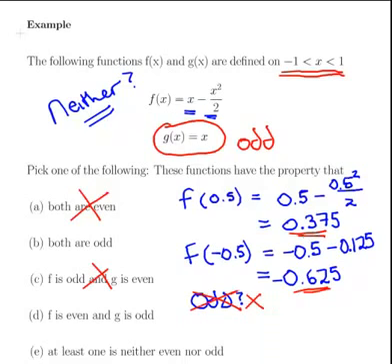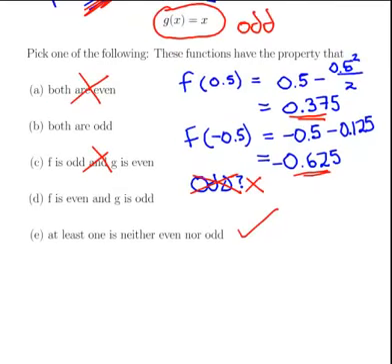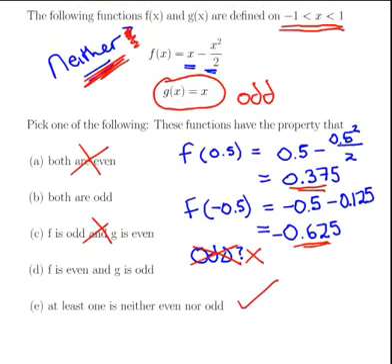They don't give the same number. They don't give the negations of each other. They just give totally different numbers that are not related in any way. So this is a neither case. f of x is neither. We know that now, no question mark. And g of x is odd. So the answer to this one, I'll just scroll down a bit so it's in shot better, is: at least one is neither even nor odd. f of x is actually neither.